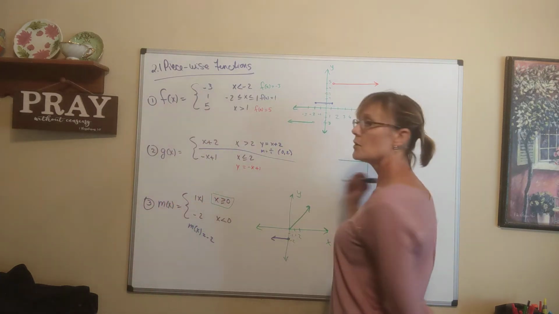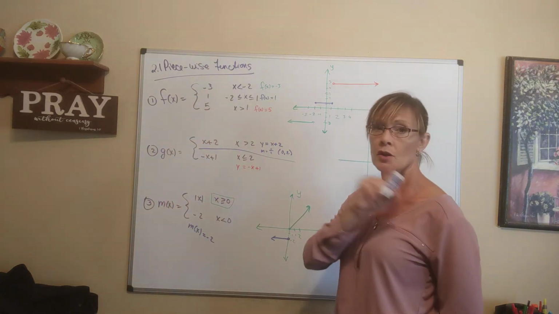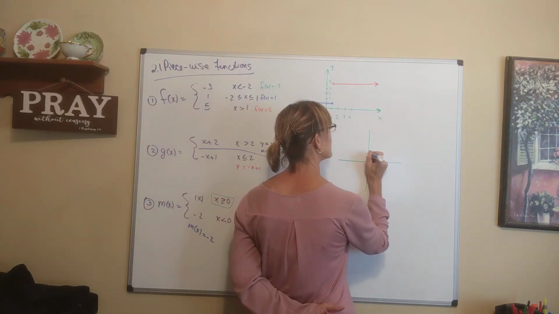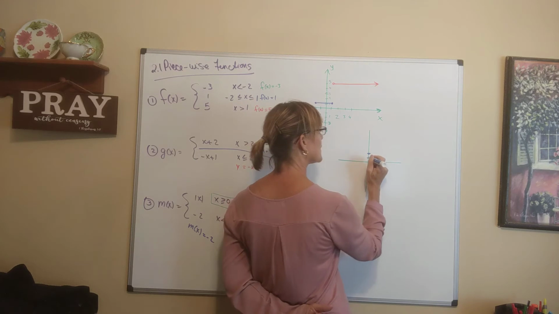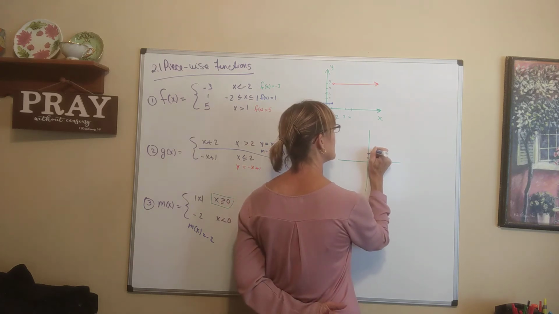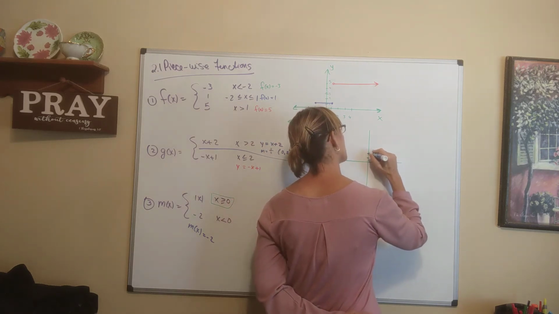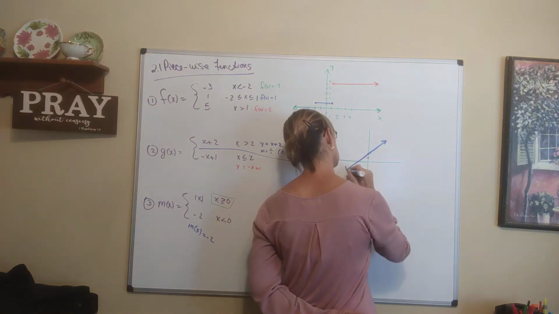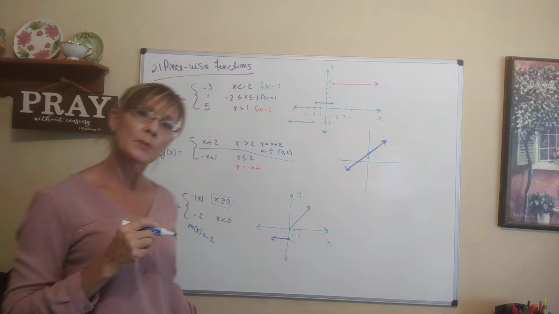We learned how to graph lines in the last video, so you guys know how to do this. Let's find our y-intercept. I'm going to go up to 2, and I'm going to put a point. I'm going to interpret my slope: go up 1, right 1. And I'm going to draw my line, just like that. This is that piece of the piecewise function.